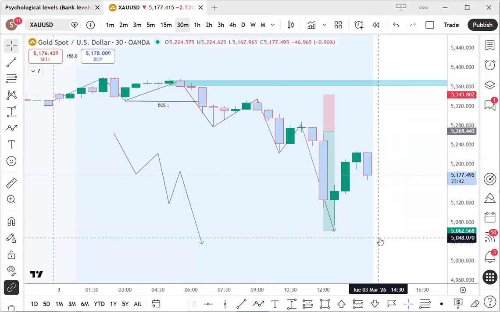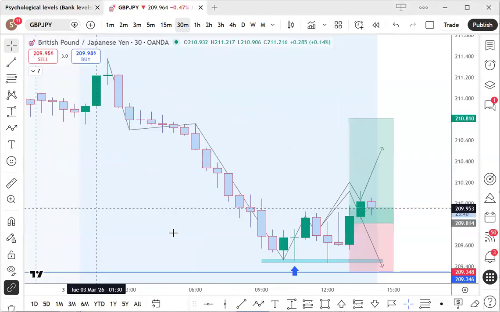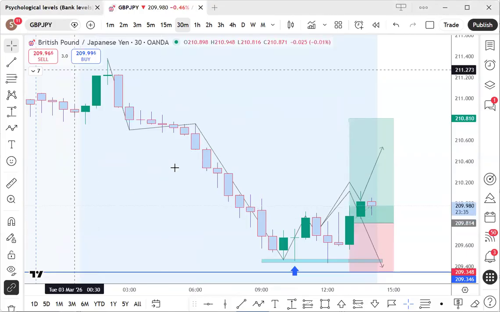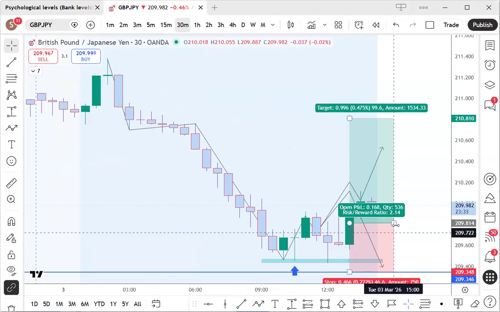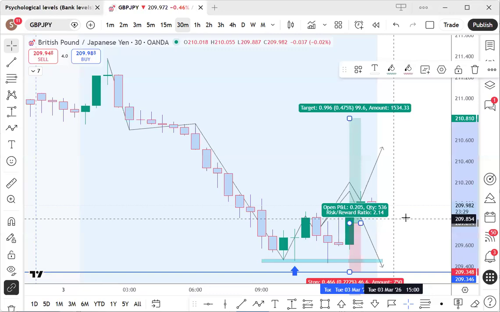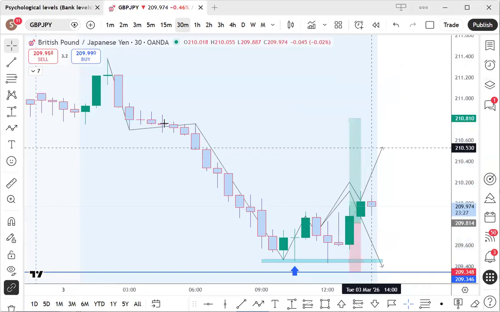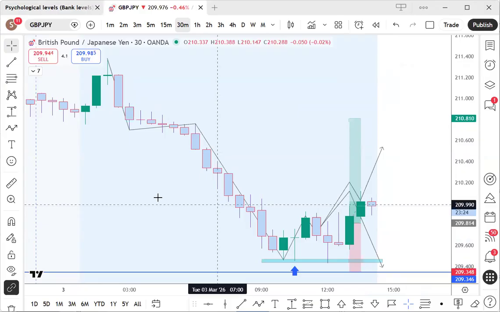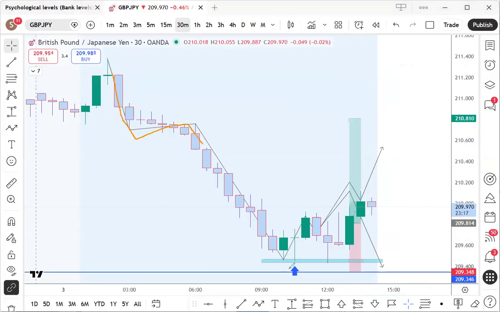Okay. Anyway, let's go to the next chart. This is pound JPY. So pound JPY, what did it do? Let me move this one a bit, because that's for our inner circle members. So price came all the way back down. Let me map it out here. It came down, went sideways, came all the way down, then somewhere here did something like that.